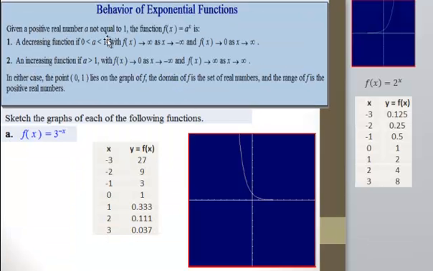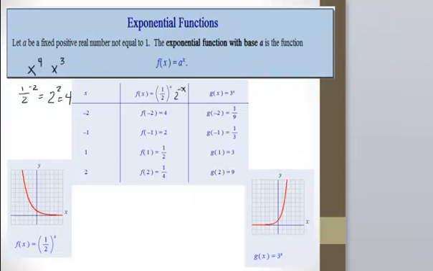Given a positive real number a not equal to 1, the function f of x equals a to the x is decreasing if a is between 0 and 1. Let me just talk about what that means. Back here on the previous screen, a is between 0 and 1 means pretty much a is a fraction between 0 and 1. Do you see how this is decreasing? It's falling from left to right. That's because our a is between 0 and 1.